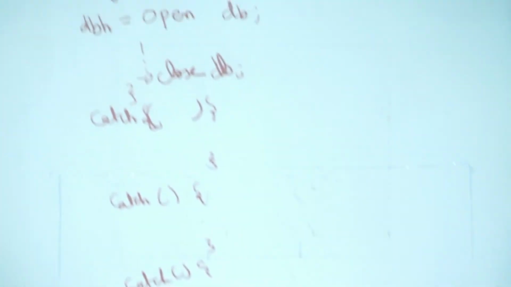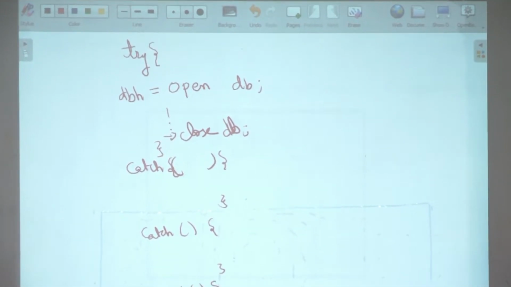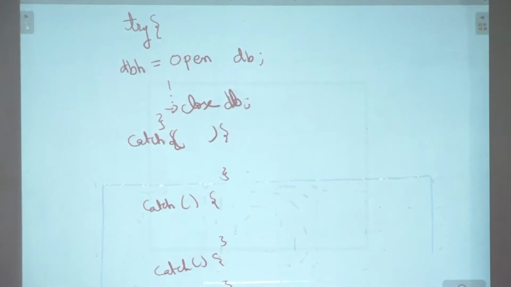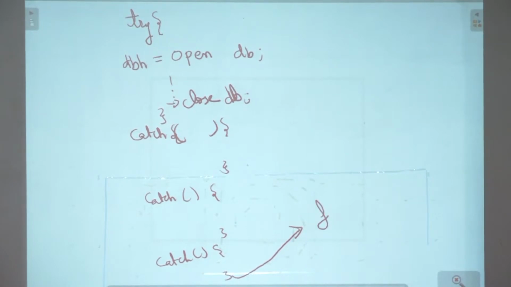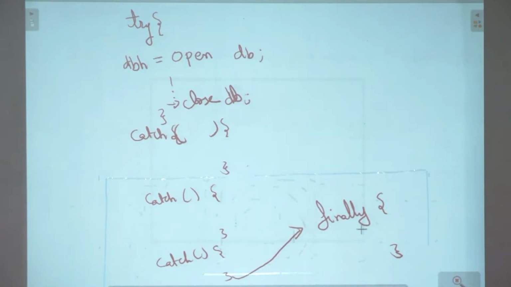So what they did to rectify this provisioning of cleanup code, what did they do? They added in Java a new block called finally. What is the beauty of the finally block? Whether you exit from here normally or you come out because of the catch, anyone, there is no escape from finally. Finally is final. You cannot escape finally.